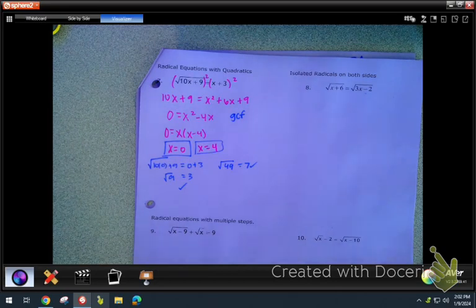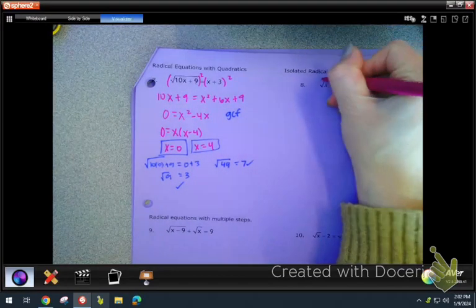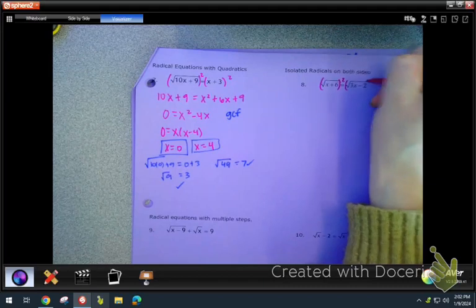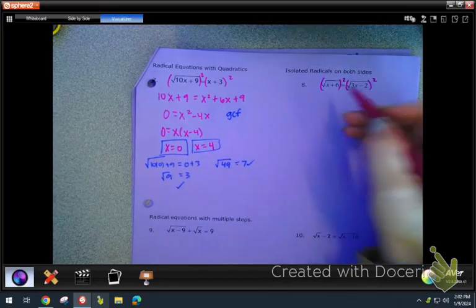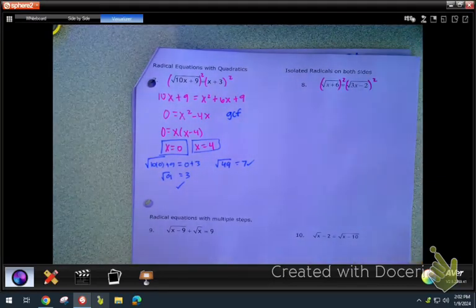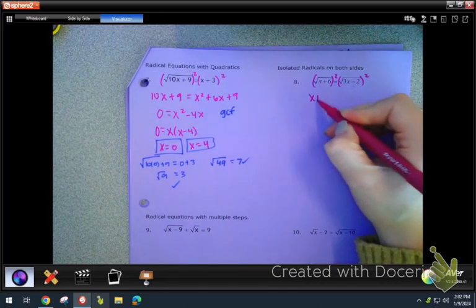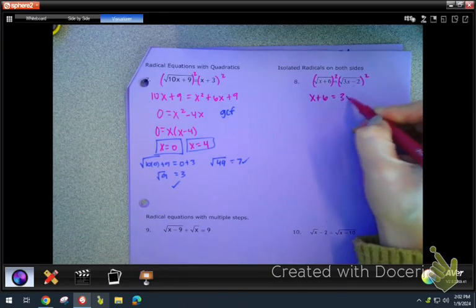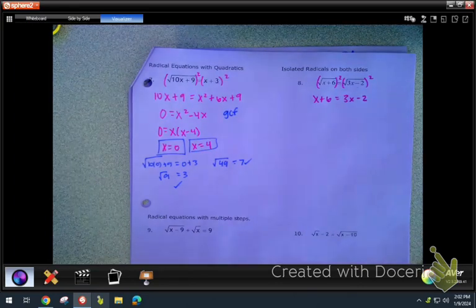Since there's nothing happening outside the radicals on either side, all I have to do is undo those radicals by doing what? Squaring, which we already know how to do. And then that's just going to leave me with what's under the radicals, and those are going to equal each other. As long as there's no extra numbers being added or subtracted or even multiplied in the front or behind the radicals, just square both sides, go from there.